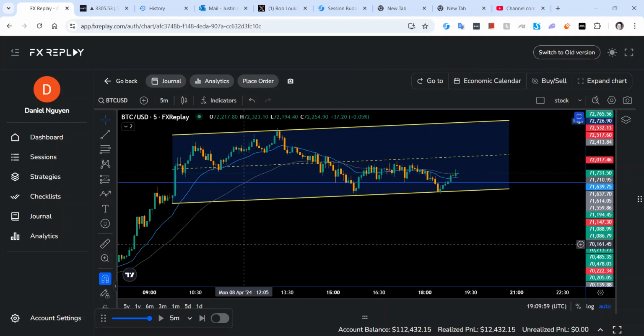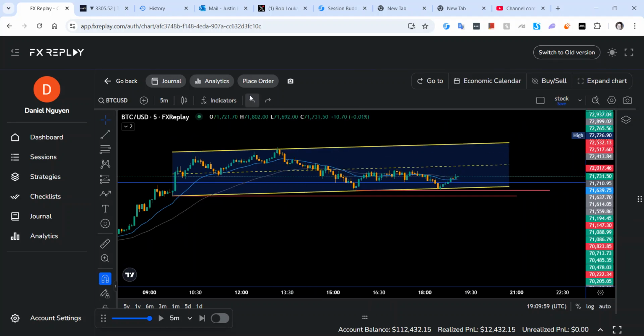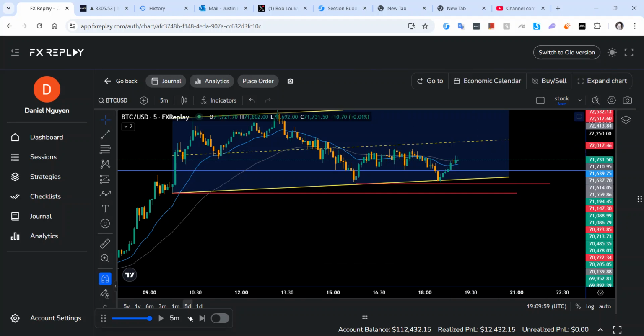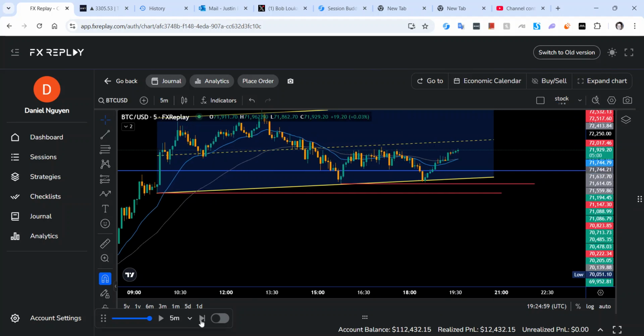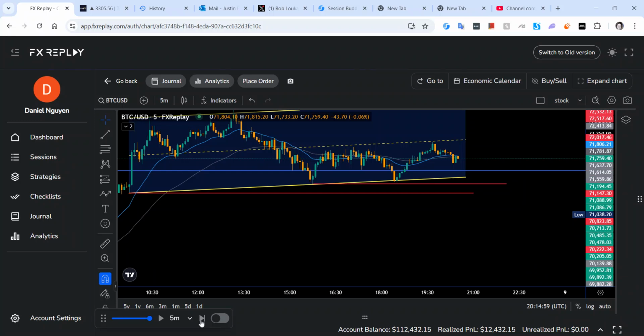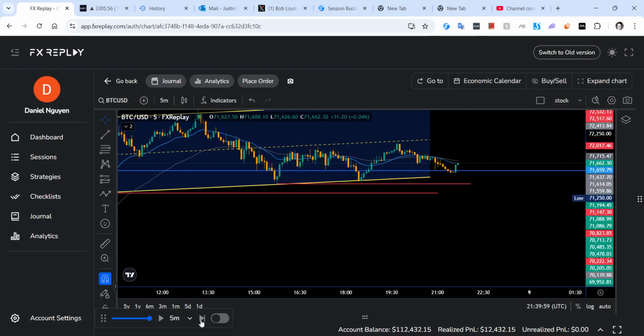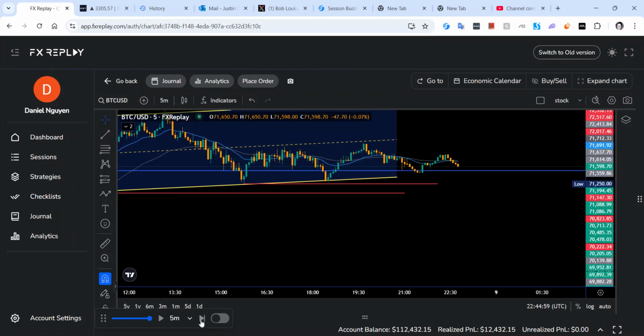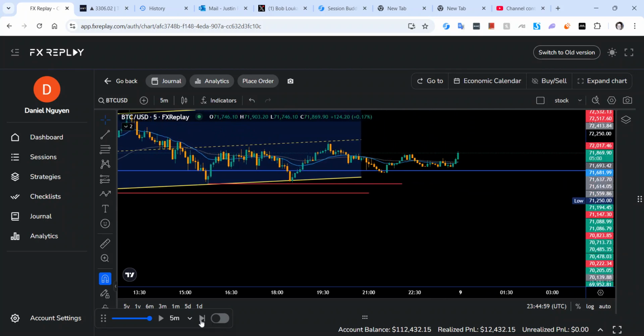Actually, you know what? I should have left the red lines on. What's the point of drawing the lines if we're going to delete them? All right, it's 1 a.m., so you have to forgive me. Come on, take the liquidity, let's go. I'm doing examples for the class. I'm going to wait forever.